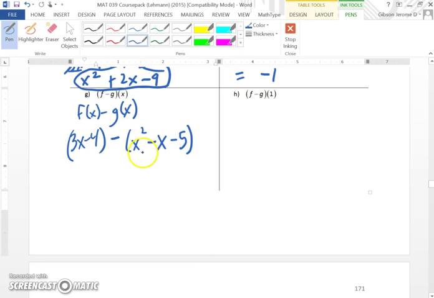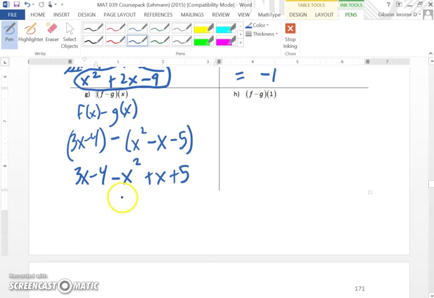Okay, now, we basically do this like we've done problems previously. There's no exponent on the outside of the parenthesis, nothing to multiply on the outside, and nothing to combine on the inside. So we would drop the first parenthesis and write this as is, 3x minus 4. And because we have a minus sign on the outside of this parenthesis, we change the sign of everything inside of this parenthesis. So it'd be negative x squared plus x plus 5.